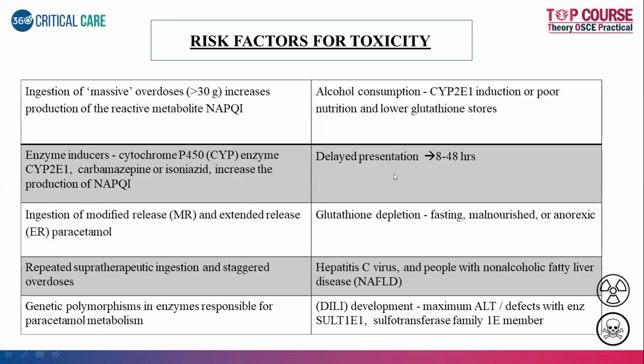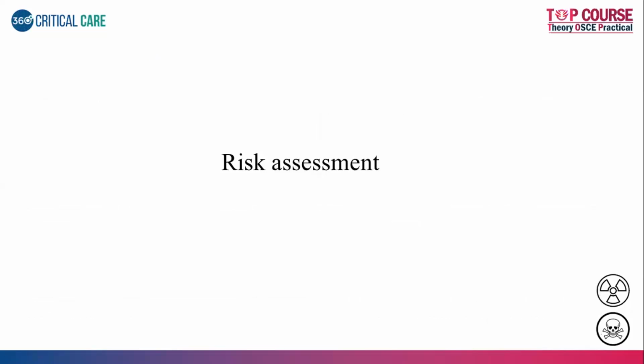Next, if the patient presents at a later stage, like more than 48 hours, or if the patient is consuming modified release or extended release paracetamol, or those patients who have prolonged fasting, who are malnourished or anorexic, these patients have decreased glutathione stores, so that is one of the risk factors. Repeated supratherapeutic ingestion and staggered overdoses, any genetic polymorphisms, and if there is already a drug-induced liver injury upon which you are giving paracetamol, then that also leads to severe toxicity. So these are the risk factors.